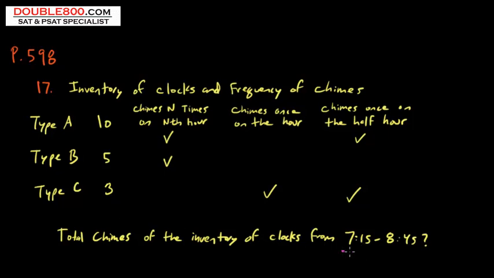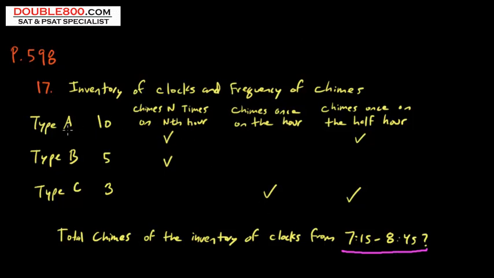So here's this time zone. We have to count the number of chimes based on how many clocks and these check marks, add them all up, and then get the total. But again, it's not multiple choice. It's a grid, and you have to independently write the answer in. One careless mistake, and you won't get it correct. So let's focus on this time zone. We've got from 7:15 to 8:45, a 90-minute time zone.